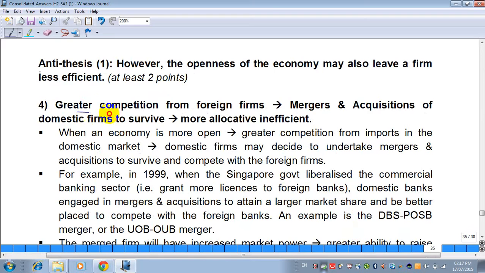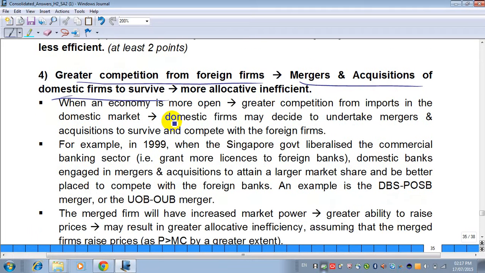It is possible, however, that with greater competition, the firms find it difficult to survive, and therefore they begin to merge. There are a lot of mergers and acquisitions. They start getting bigger, combining themselves. And when they get bigger, it means that they have more market power, and with more market power, they become more oligopolistic or more monopolistic, right? And therefore, in such a case, we have more allocative inefficiency again.